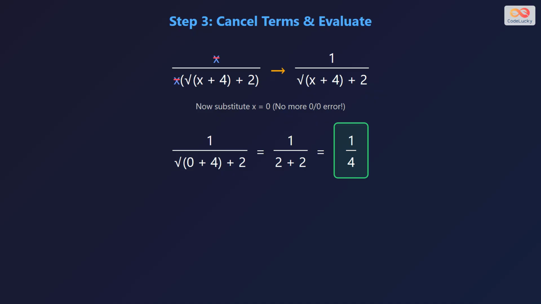Here is the payoff. We have an x in the numerator and an x in the denominator. These cancel out, leaving a 1 on top. Now, the term that was causing the 0 over 0 error is gone. We can finally substitute x equals 0 into the remaining expression. We get 1 over the square root of 4 plus 2, which simplifies to 1/4.